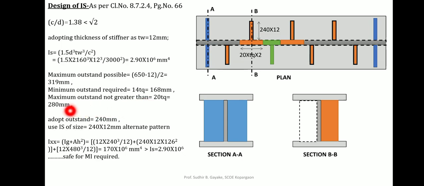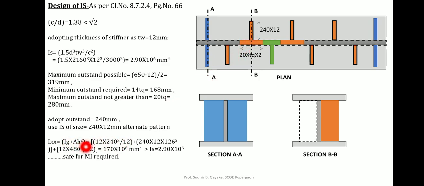So our value should be in the range of 168 to 280. So we'll add, suppose, intermediate stiffener as 240 by 12. So this outstand is equal to 240 by 12. So calculating moment of inertia for this particular core area, that is the orange color or green color. The entire green color T or orange color inverted T, both are the same.